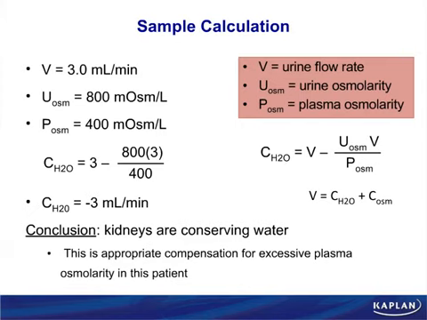-3 milliliters per minute, that is what we call a negative free water clearance. The conclusion here is that the kidneys are conserving water. The kidneys are appropriately reabsorbing water. This would be in response to excessive plasma osmolarity due to ADH. And this is what you would see with a negative free water clearance: increased reabsorption of free water in order to keep the plasma osmolarity in the normal range. So this is a sample calculation of free water clearance.